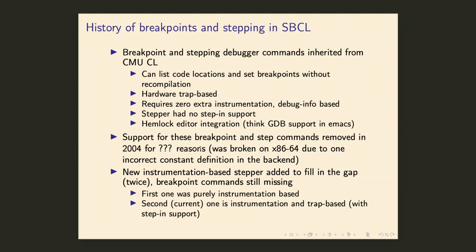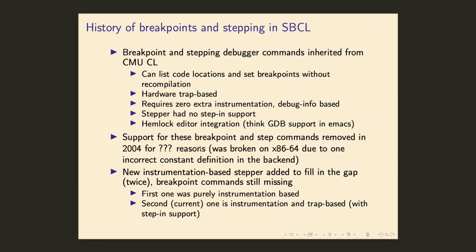I looked in the CMUCL sources. It even had Hemlock editor integration. Hemlock was this old thing in the 90s people used, kind of like SLIME now, but you could think of GDB support in Emacs. You can say, okay, I want a breakpoint here, graphical, it was all cool. So then in 2004, these things were just removed for, I honestly don't know why, but I looked at the commit. I think it was because it was broken, because there was one constant that was wrong and people couldn't figure out how to fix it, so they just removed everything.